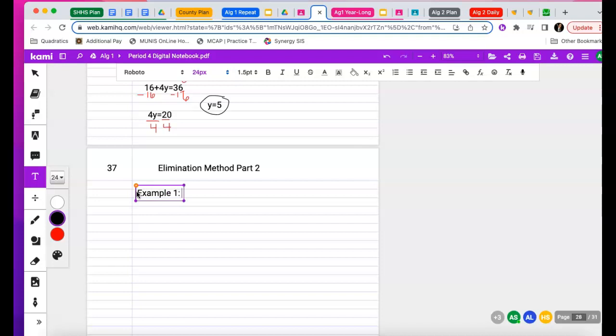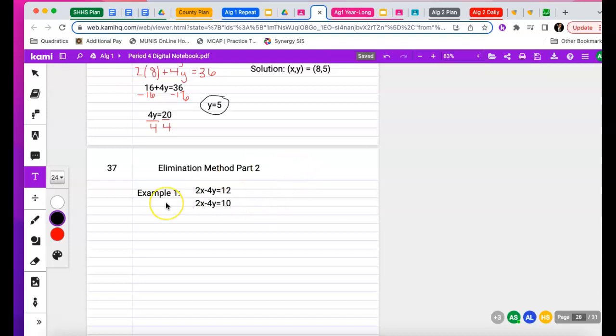So we're going to solve the system 2x minus 4y is equal to 12, and 2x minus 4y is equal to 10.